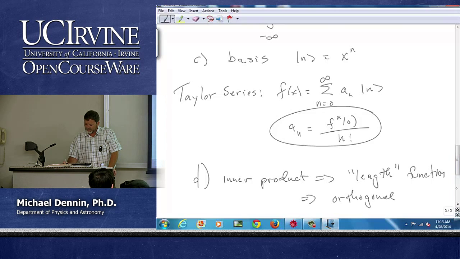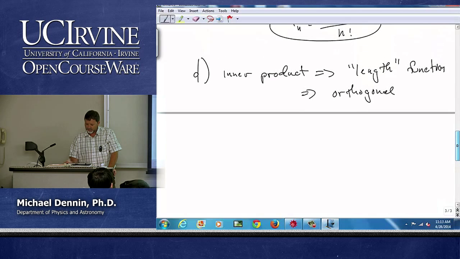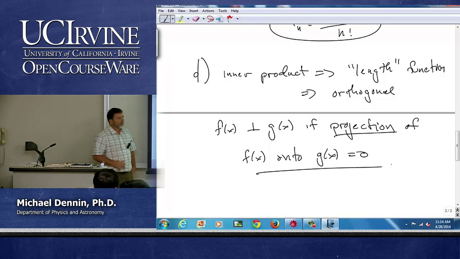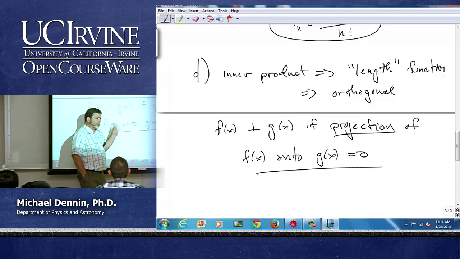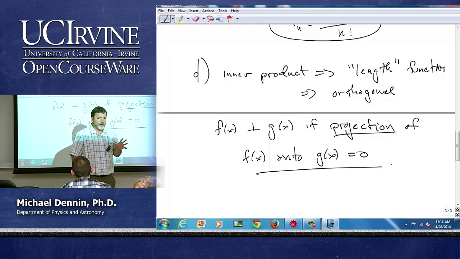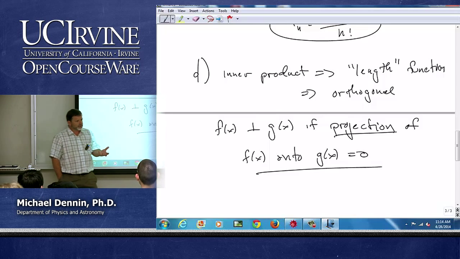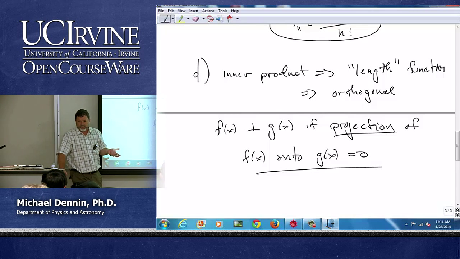And remember, fundamentally, f of x is perpendicular to g of x if the projection of f of x onto g of x equals 0. So if I want to think about those two features of the inner product, what would be, when it comes to functions, a natural way to define my inner product?